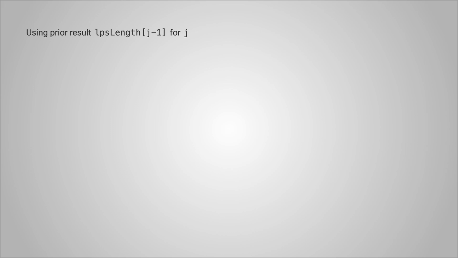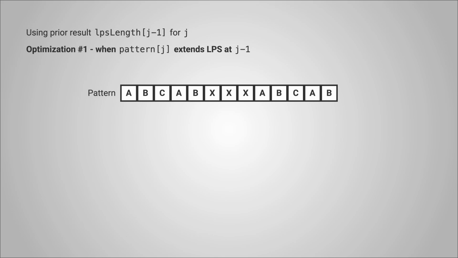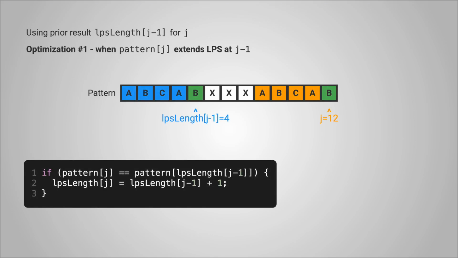To optimize the time complexity, we can use the prior result for j-1 when processing current position j. There are 2 optimizations to do. First, we can try to extend the LPS at j-1. If the next character matches pattern j, then we just add 1 to the previous LPS length.